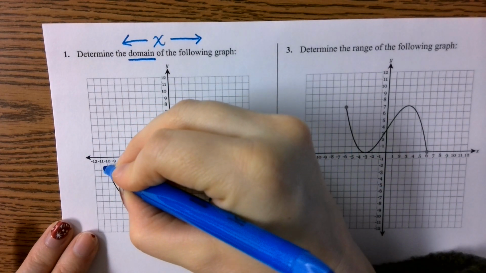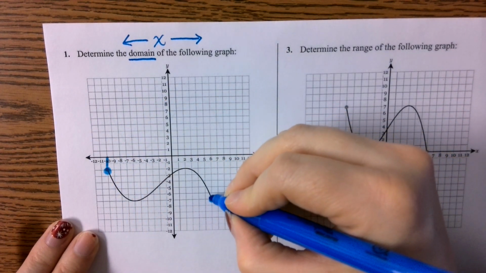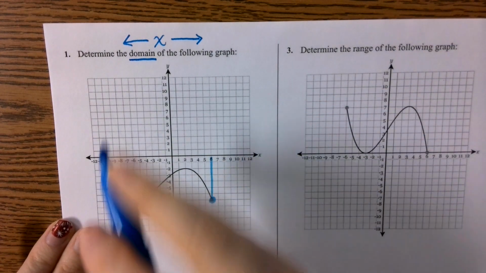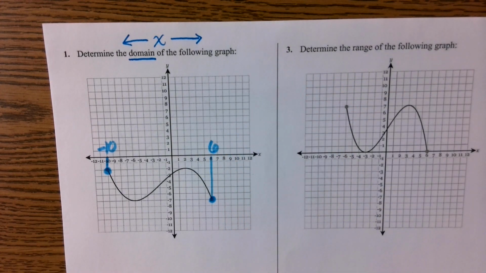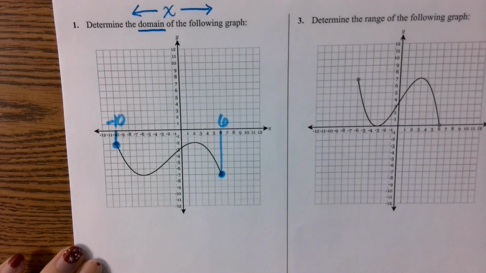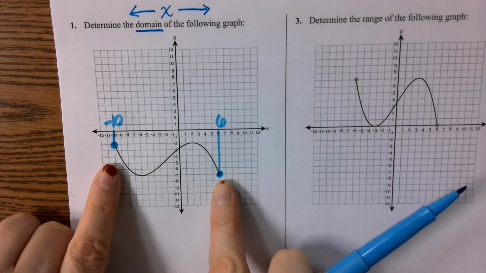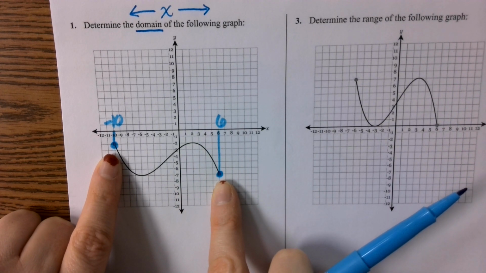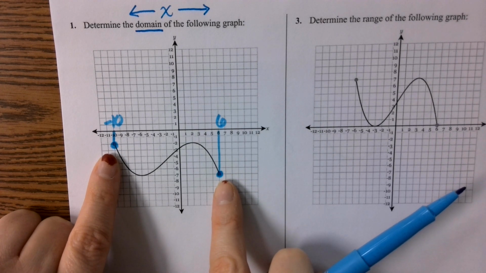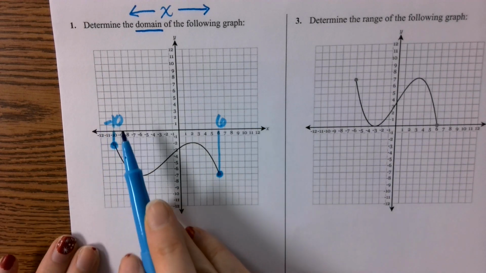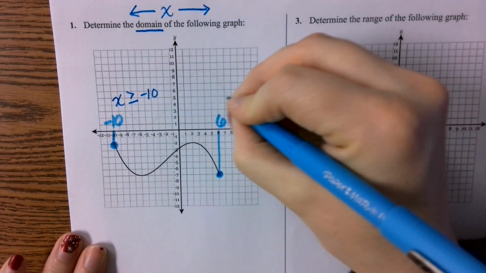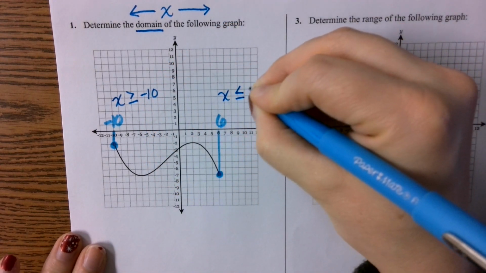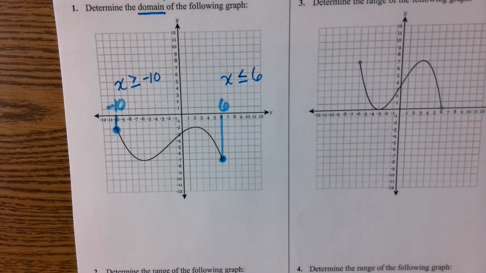So we're going to follow this up until we get to where the values represent. So this value is represented at negative 10, and this value is represented at positive 6. That means that my domain is in between these values. And notice that these dots are filled in, aren't they? These dots are actually filled in, so that means that they are equal to. So I know that my x can be greater than or equal to negative 10, and that my x can also be less than or equal to 6. So now I need to put them together.